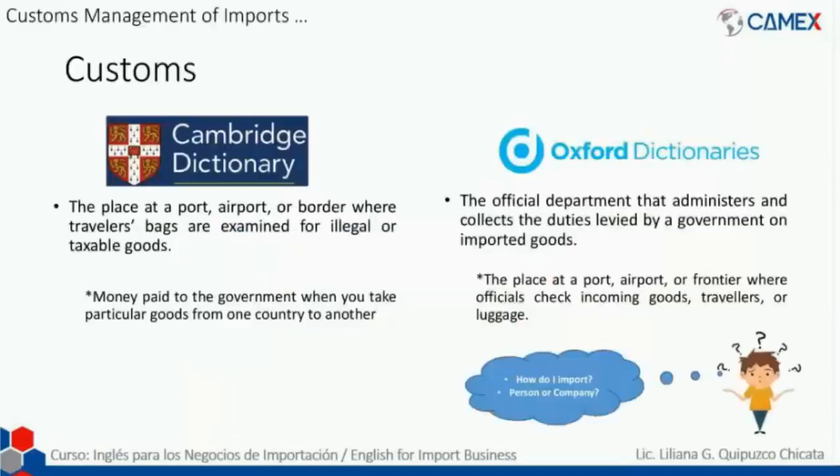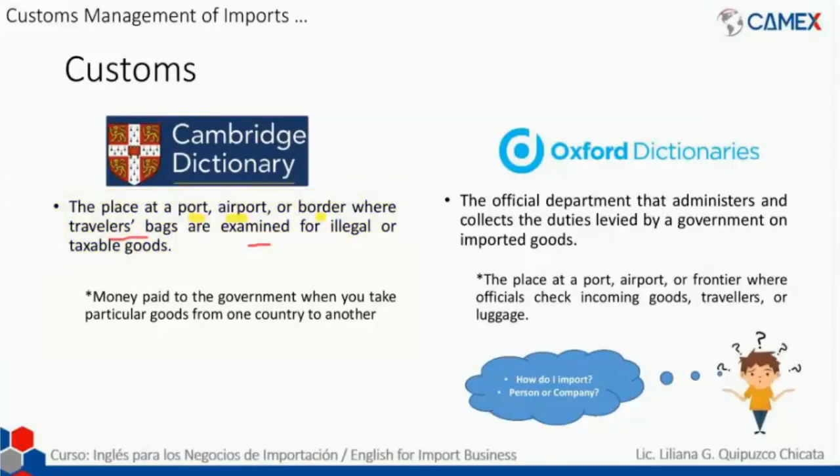We're going to see the customs management of imports. So first, we're going to see what is customs. Customs is the place at a port, airport, or border where the traveler's bags are examined for illegal or taxable goods. So, Cambridge says it mentions port, airport, and border, and it also mentions that travelers' bags are examined.